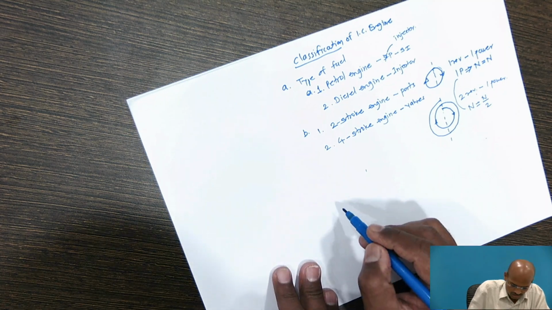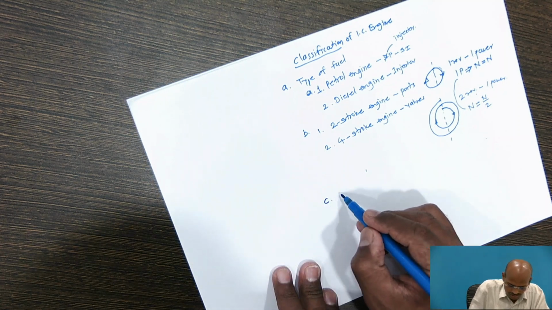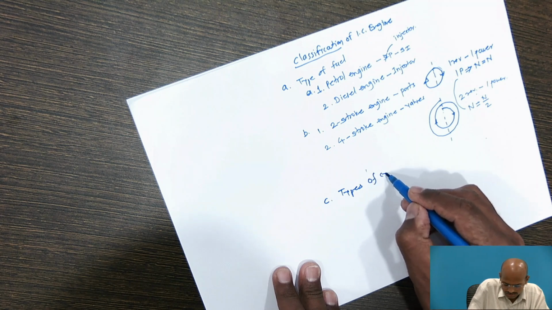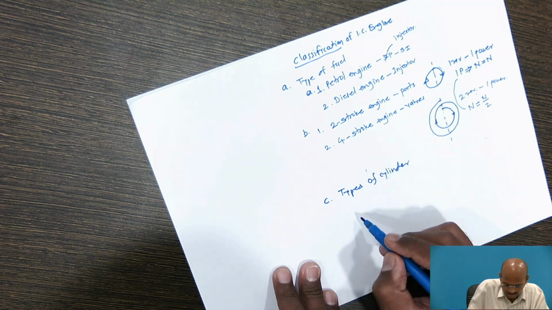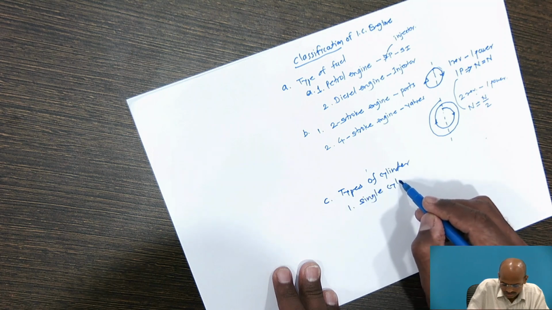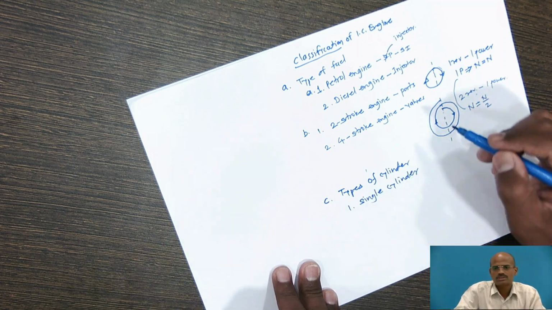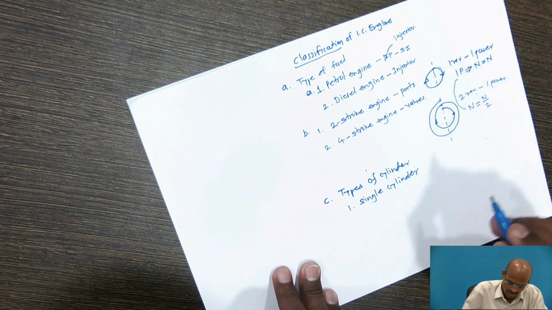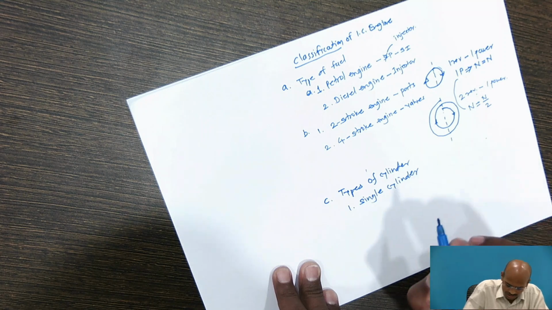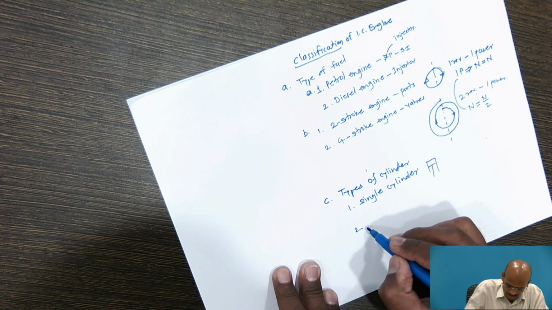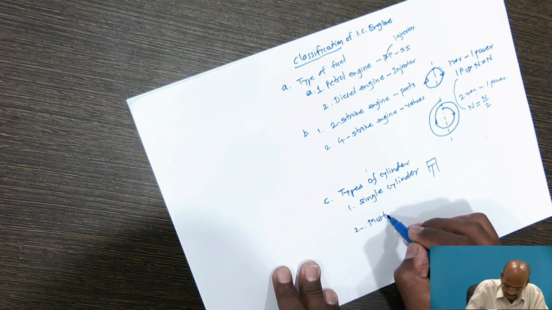The next type of classification is the types of cylinders. Depending upon the types of cylinders, the engine will be either a single cylinder engine or a multi-cylinder engine. You have observed that most two wheelers up to 350 cc capacity are using the single cylinder. And second is the multi-cylinder.